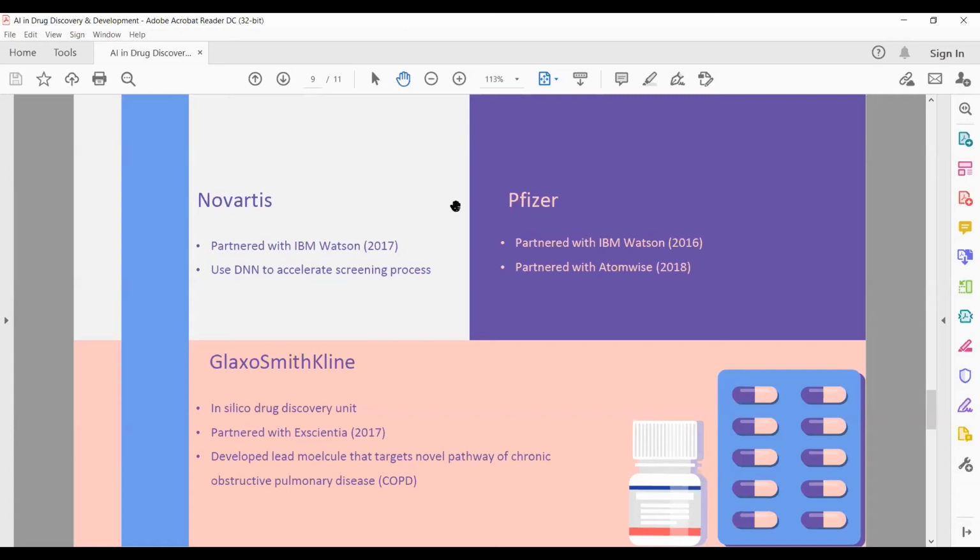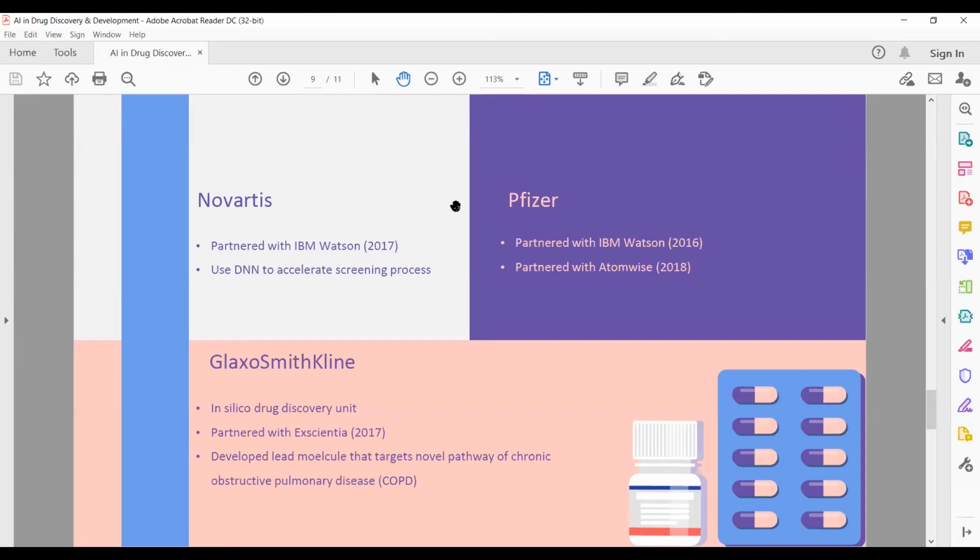Novartis have also partnered with IBM Watson for breast cancer clinical trials in 2017. In 2018, they collaborated with Intel to use deep neural networks to accelerate high content screening as part of their research and development stage. And then the last one is GlaxoSmithKline, and they have been very active when it comes to utilizing artificial intelligence for drug discovery, and they even have their own Insilico drug discovery unit.